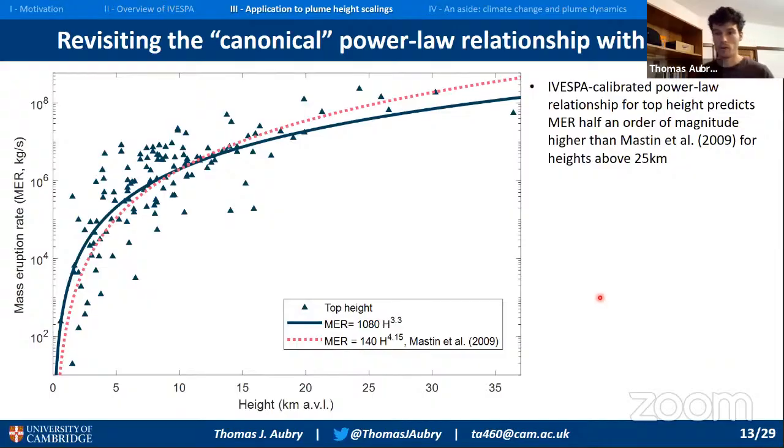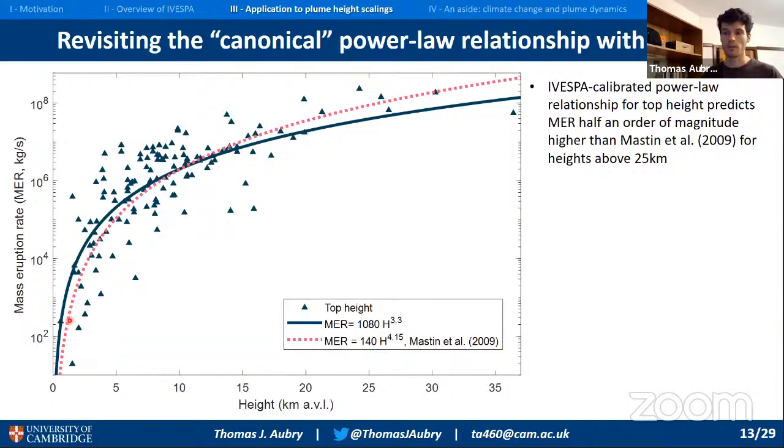So that's it for giving you an overview of IVESPA. Now I'm briefly going to go over some of the work we are starting with the working group to apply the new database to constrain some of the plume height scaling relationships. A very simple model links the plume height to the mass eruption rate. I'm going to start with what I would say is a canonical relationship between the 2.